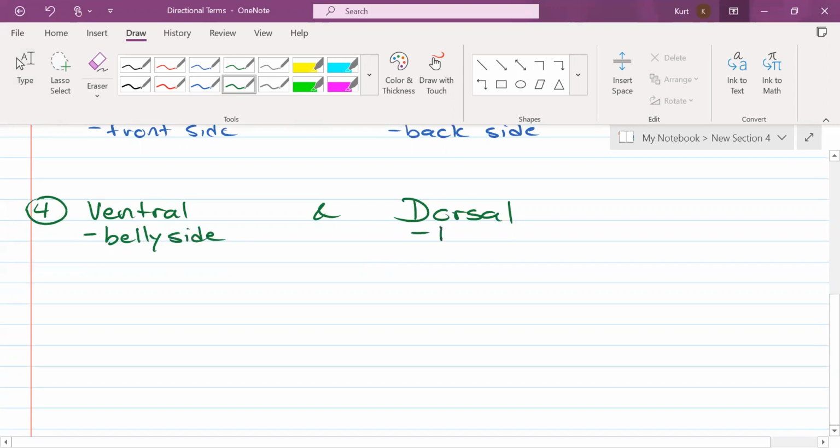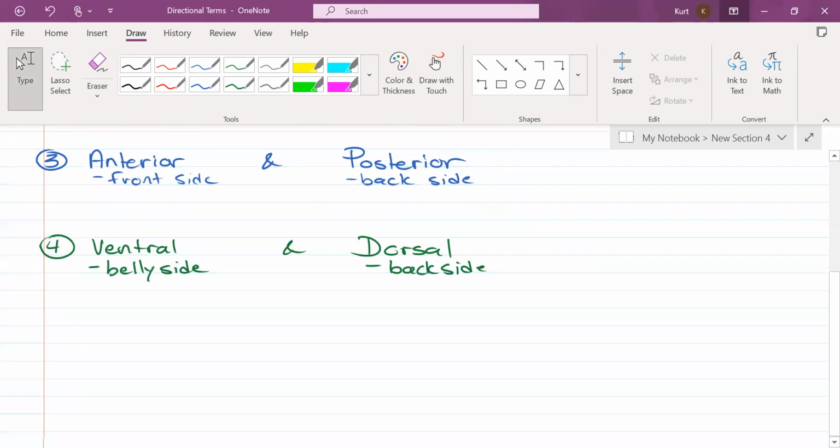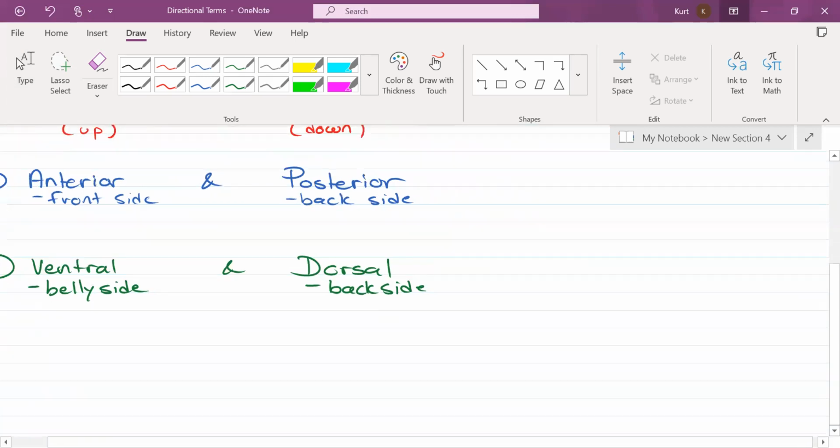Dorsal means back side. Now you might be thinking, well, that's the same thing as posterior. It depends. I'm going to show you right here now. It depends on what type of animal you're looking at. Anterior and ventral can mean the same thing depending on what type of animal you are looking at. Posterior and dorsal can mean the same thing depending on what type of animal that you are looking at.